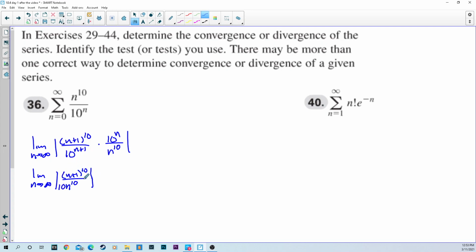Now, if we were to multiply this out, like n plus 1 times n plus 1 times n plus 1 times n plus 1, we would get n to the 10th plus something n to the 9th plus something n to the 8th. But if we're taking the limit as n approaches infinity, all I really care about is that the highest power is n to the 10th. So this ends up being 1/10, which is less than 1. So converges by ratio test.